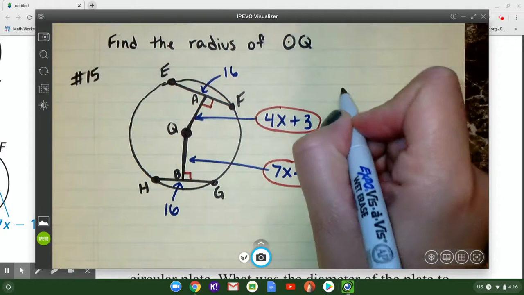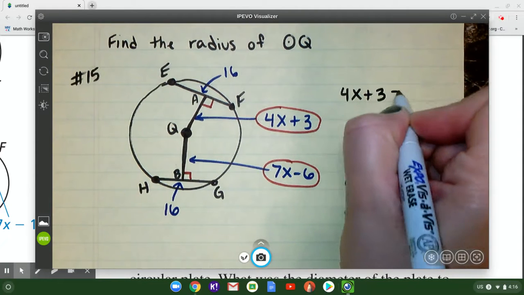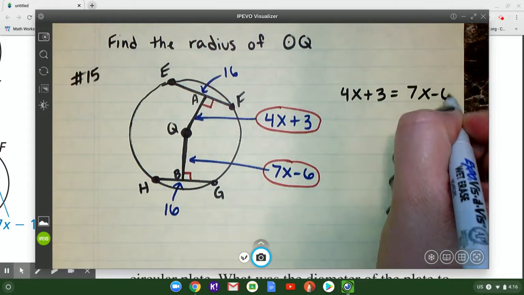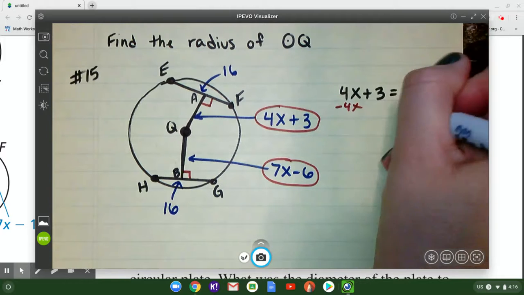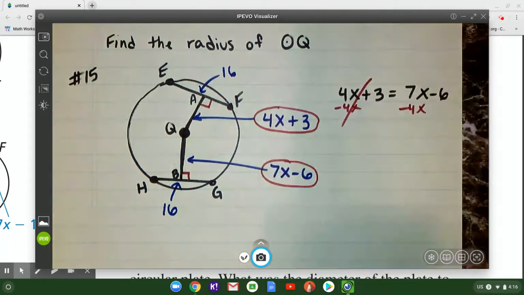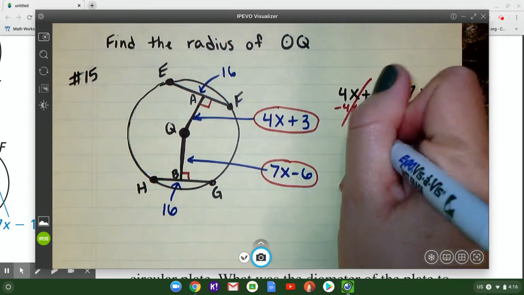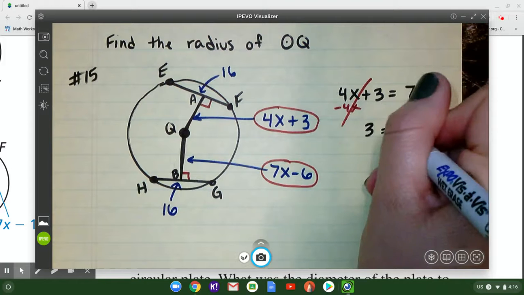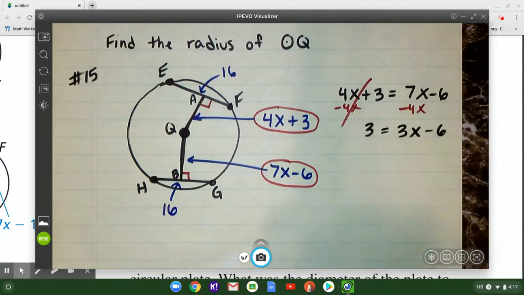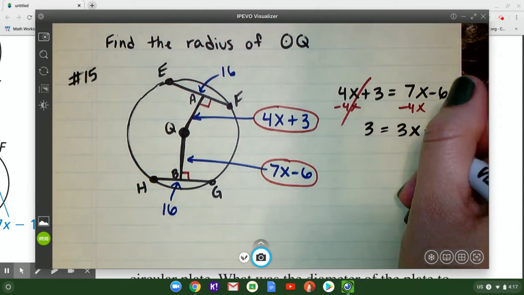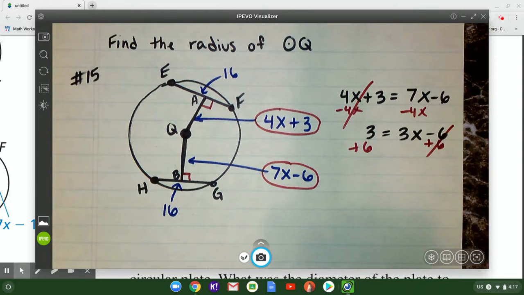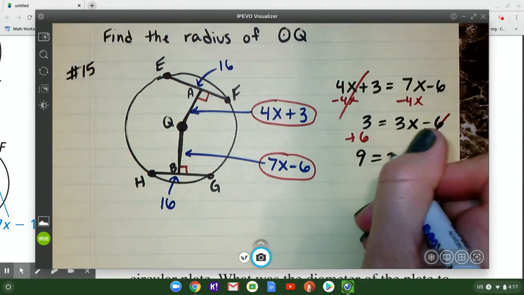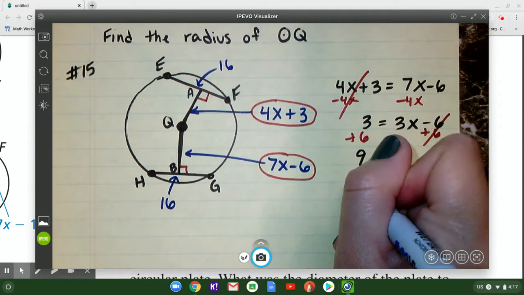So you're going to start with 4x plus 3 is equal to 7x minus 6. And you're going to solve for that, figure out x. So I'm going to subtract 4x. 3 equals 3x minus 6. I'm going to add 6 to both sides. That's 9 is equal to 3x. Then when you divide both sides by 3, you get 3 equals x.